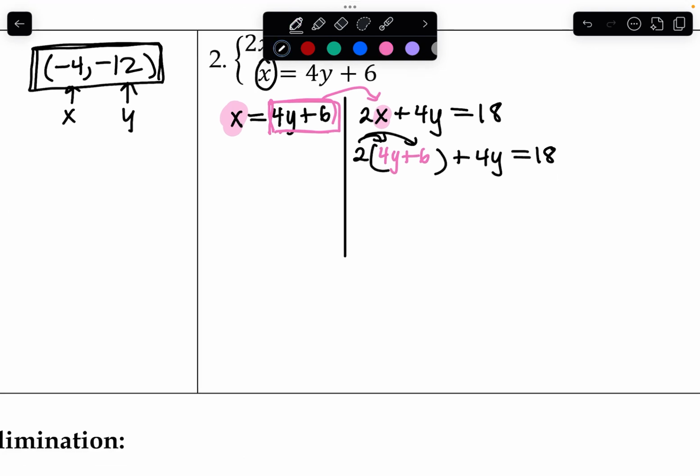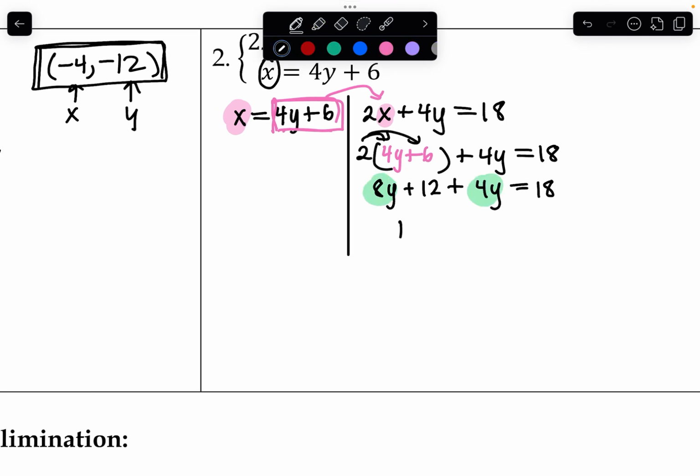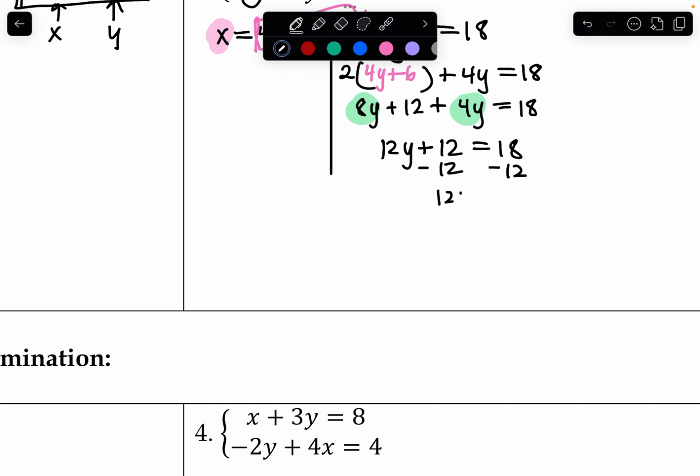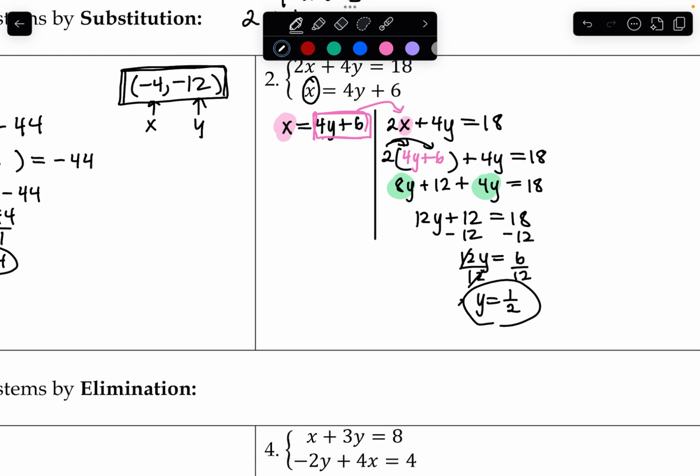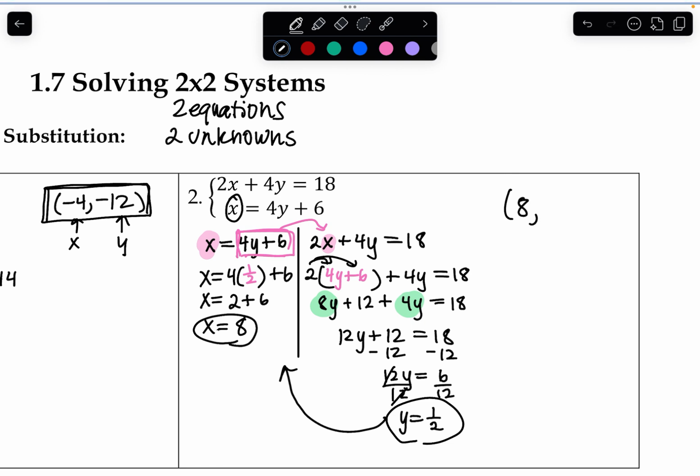Okay. And then we can distribute the 2, so we can solve for y. So we get 8y plus 12. We can combine our like terms. We have 8y and 4y, which would give us 12y. Now to isolate the y, we would first subtract this 12, and then divide by 12, which gives me y equals 1/2 when I simplify that fraction. Okay, so that's just our y value. We have to take that and go get what x equals. Now that we know y is 1/2, we can substitute it. 4 times 1/2 is 2, plus the 6, so x is 8. And so my final answer, x comma y, would be 8 comma 1/2.